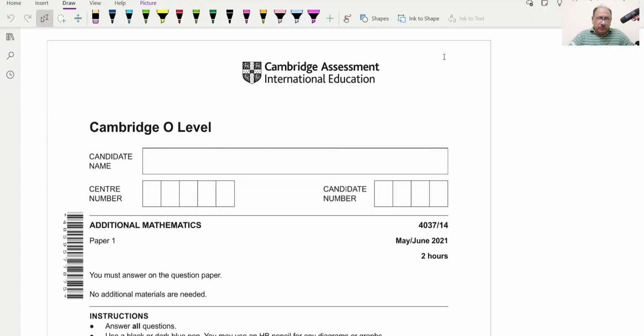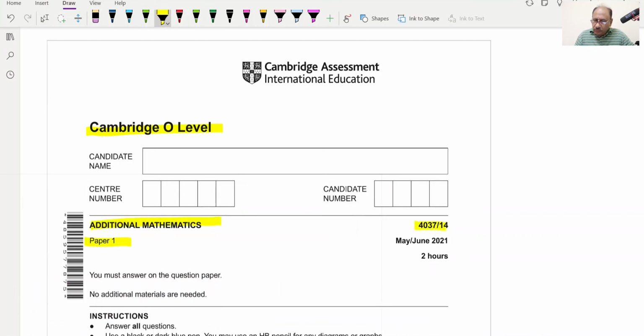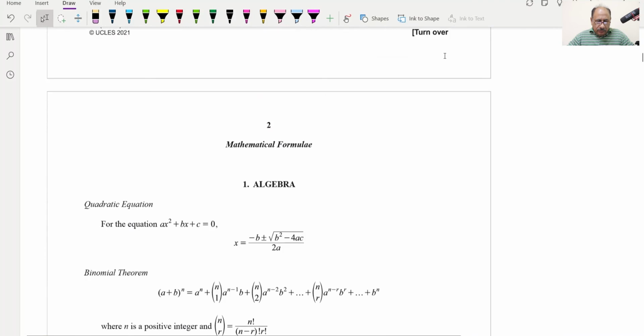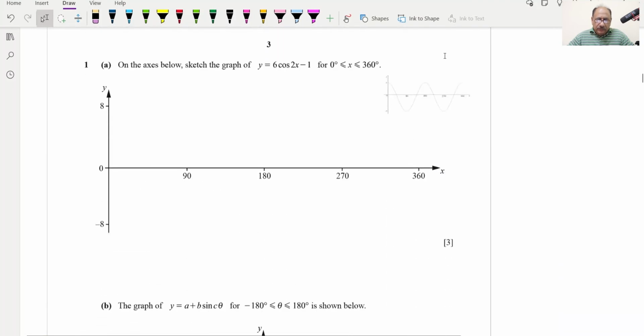Hello everyone. Today we'll be going through Cambridge O Level Additional Mathematics Paper 4037/14, May/June 2021. Let us move to the question, and this says question number 1.